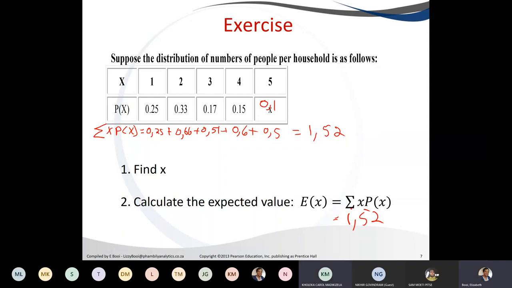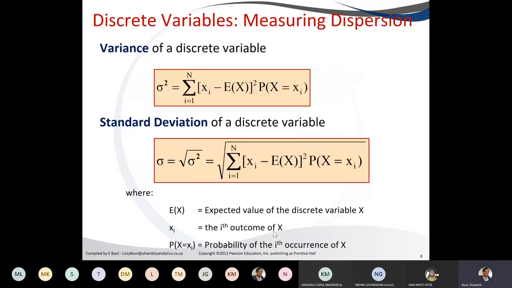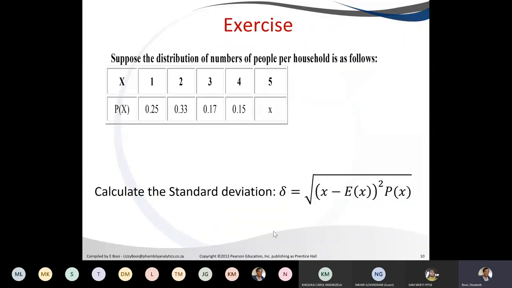If you see a mistake, please raise it quickly before we move on to the next slide. So now this is your chance to calculate. We know that our expected value that we got from calculating this table was 2.52. So now complete the whole table and calculate the standard deviation. That's what you do.